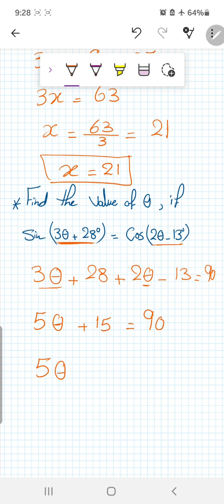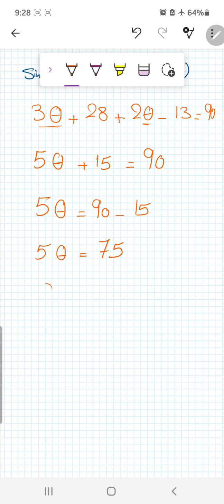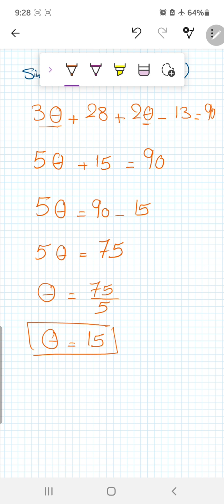So 5 theta equals 90 minus 15, so 5 theta equals 75. To get the value of theta, move 5 to the other side by dividing by 5. So 75 divided by 5 is 15. So the value of theta will be 15.